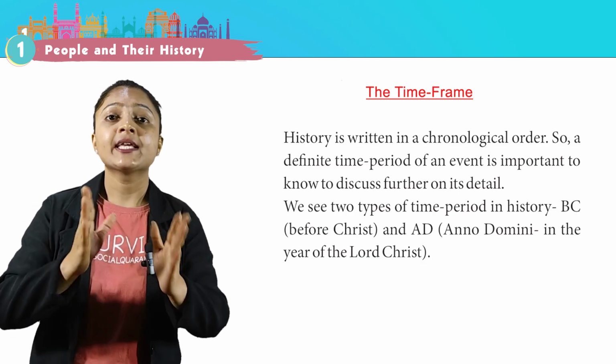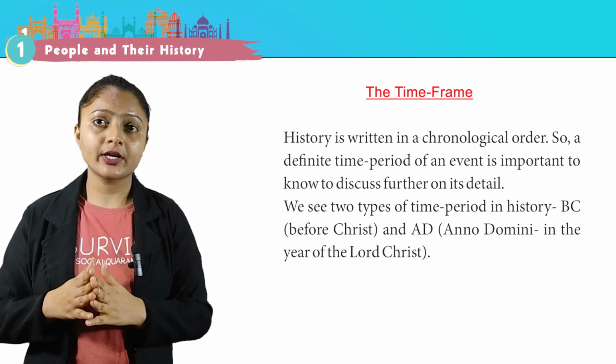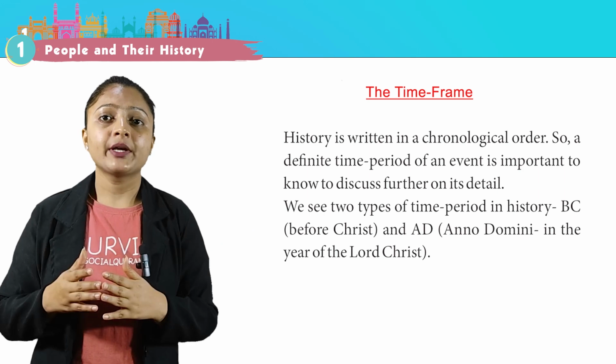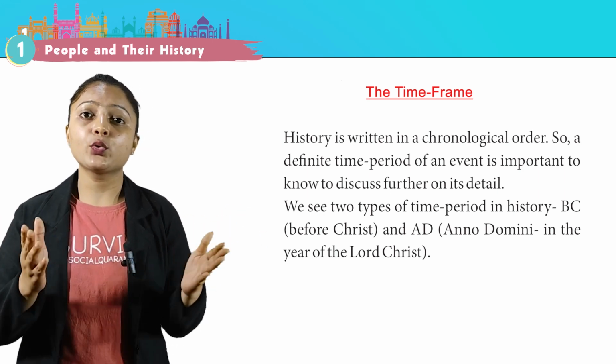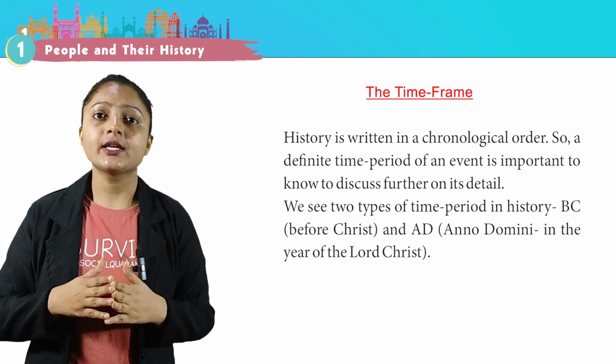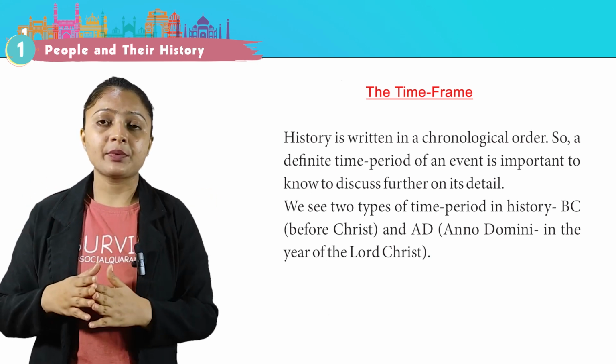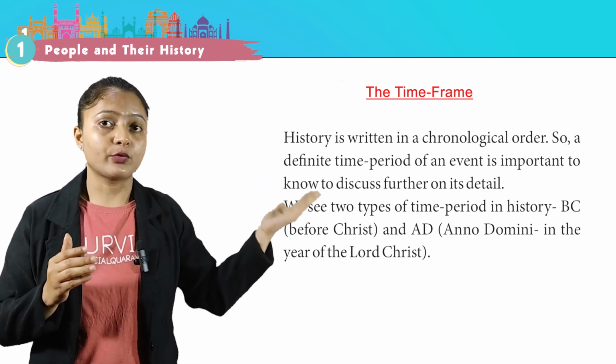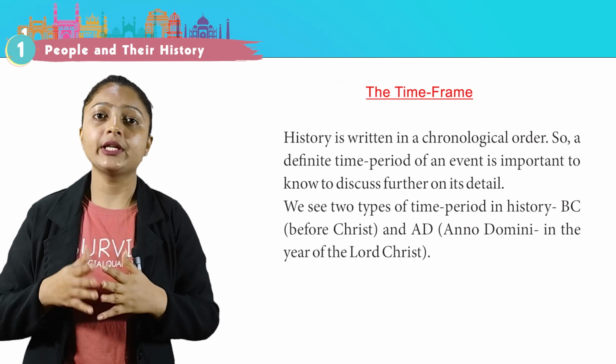The time frame. History is written in a chronological order, so the definite time period of an event is important to know to discuss further its detail. We see two types of time period in history, BC, before Christ, and AD, Anno Domini, in the year of the Lord Christ.